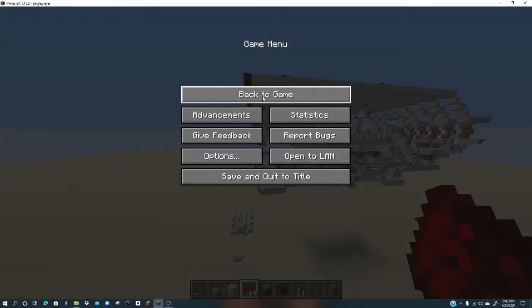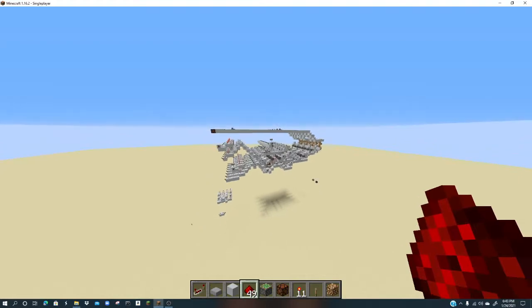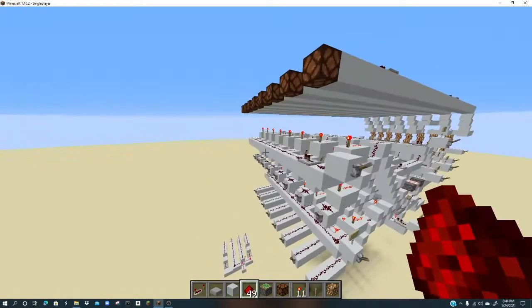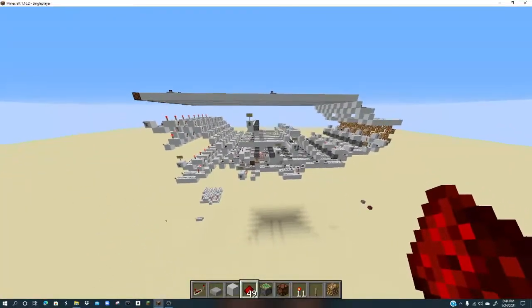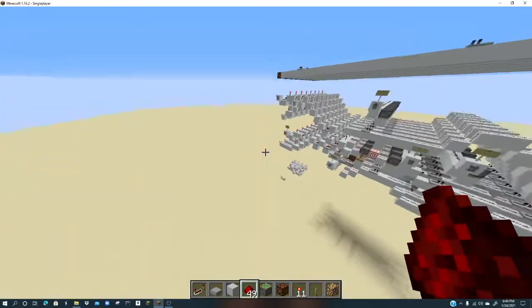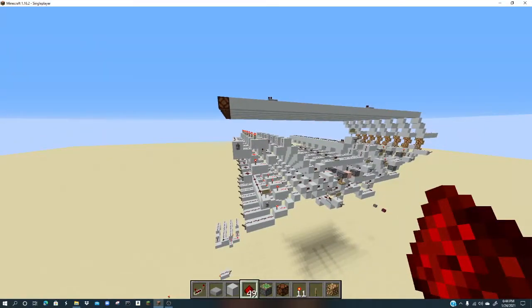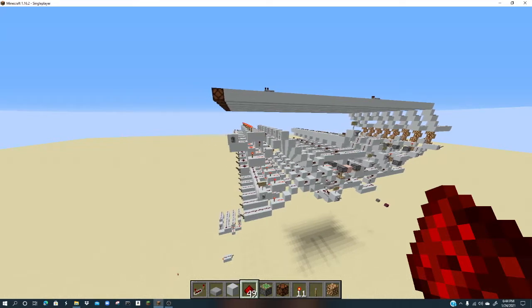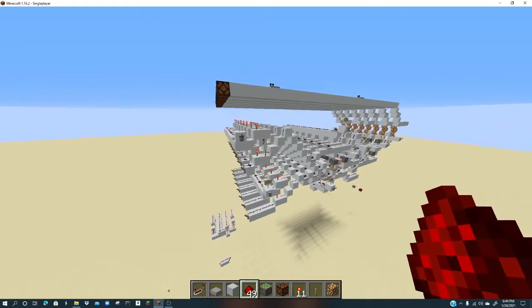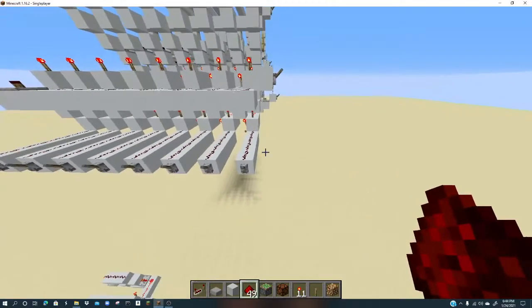Today we're gonna be showcasing something I've been working on for a couple days now. This is the start of a computer that I'm building, like a functional computer in Minecraft, and I'm gonna be updating you every time I make a significant contribution to it, basically.